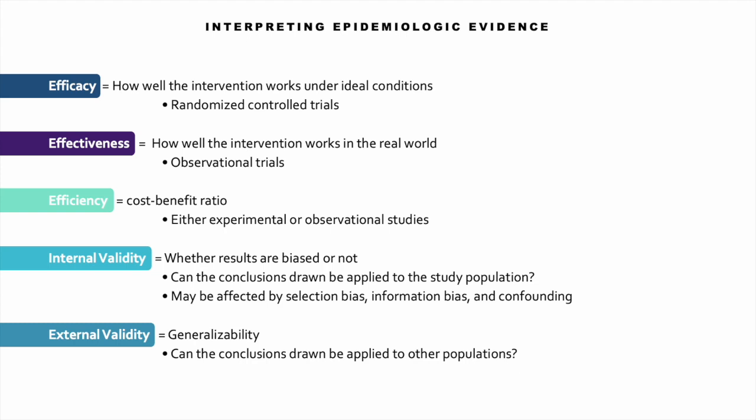The study design typically used to assess efficacy is randomized controlled trials. It's a controlled, ideal setting. Effectiveness refers to how well the intervention works in the real world. So effectiveness is typically assessed with observational studies. Efficiency involves looking at the cost-benefit ratio of the intervention and can be assessed using either experimental or observational studies.